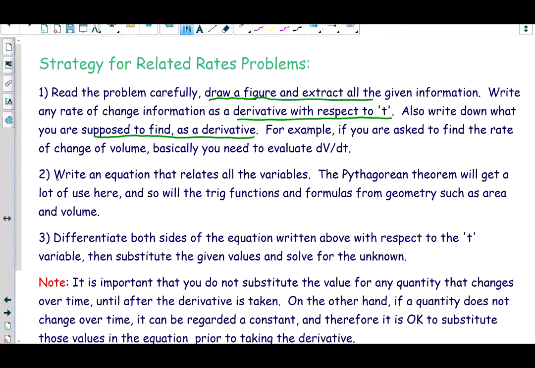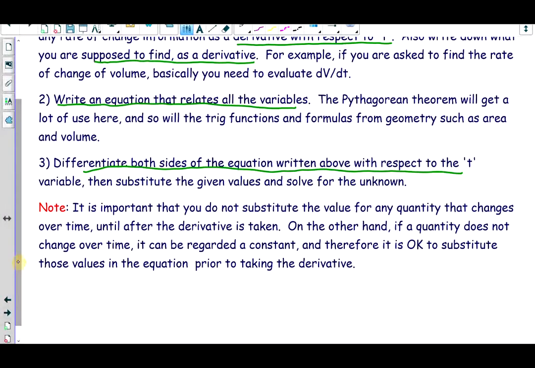And it's important to write an equation that relates all the variables. If they gave you dx/dt, they want dv/dt. How are you going to get one from the other, right? You need an equation that relates x and v, so write that down. And then typically you're going to differentiate both sides of that equation with respect to time. And keep in mind, if something does not change over time, that is a constant, and that's a value you can plug in early into your equation.